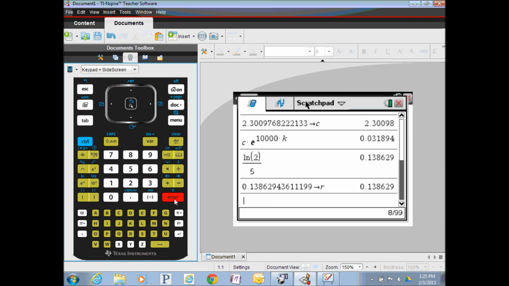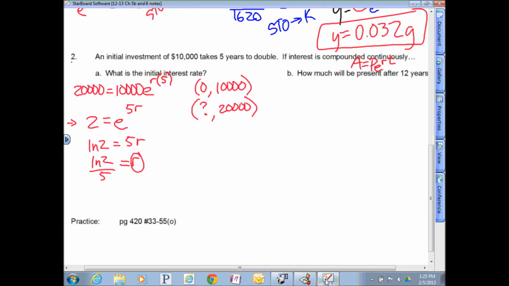So I have this thing stored. So it looks like as a percentage that would be 13. Move the decimal place 2 places. 13.863% for the rate here. But I know I have it stored as r. It looks like 13.863 to go accurately to 3 decimal places.